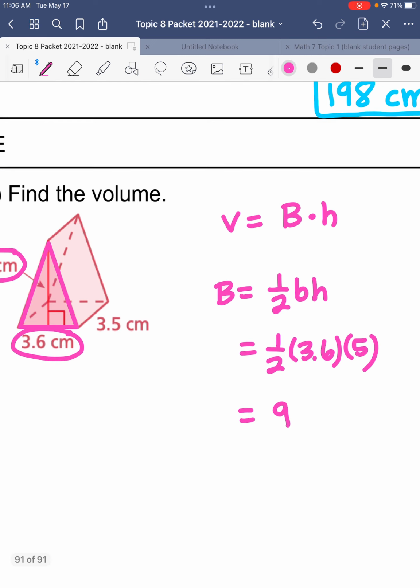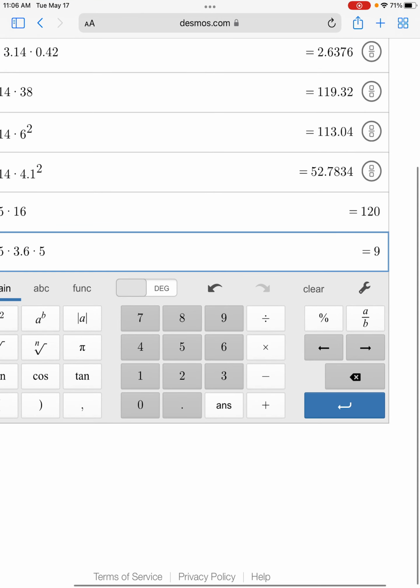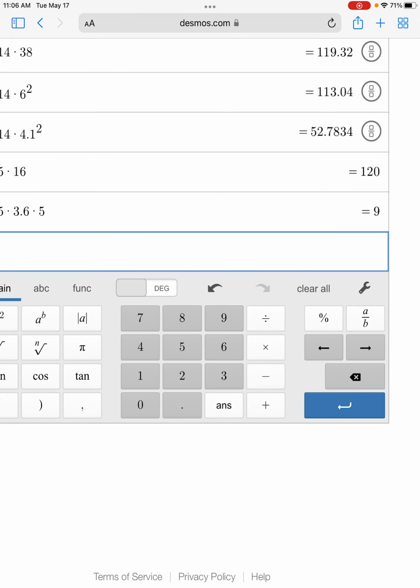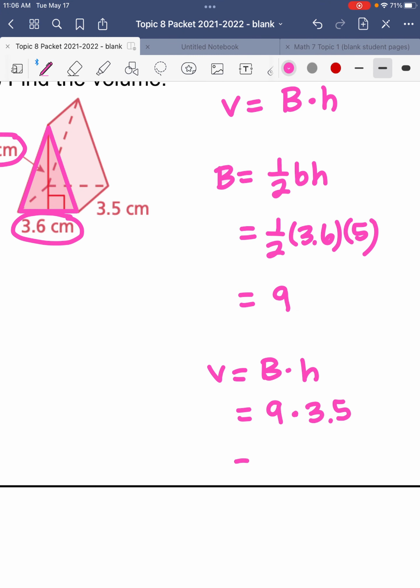Well, once I know that, I need to know how far apart my triangles are. Well, they are separated by 3.5 centimeters. So 9 times 3.5 will tell me my volume. So I'm just going to go to the next line, take that answer, so I just copied it, and then multiply that times 3.5, and I get 31.5. So my volume is 31.5 cubic centimeters.